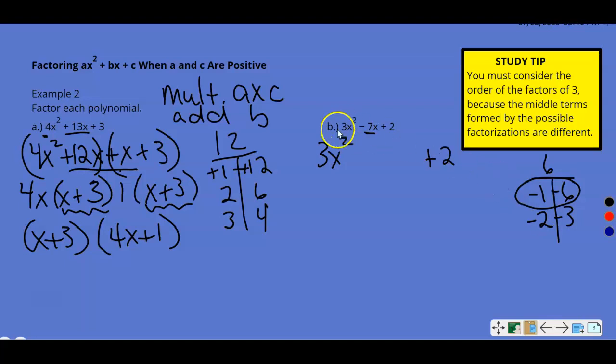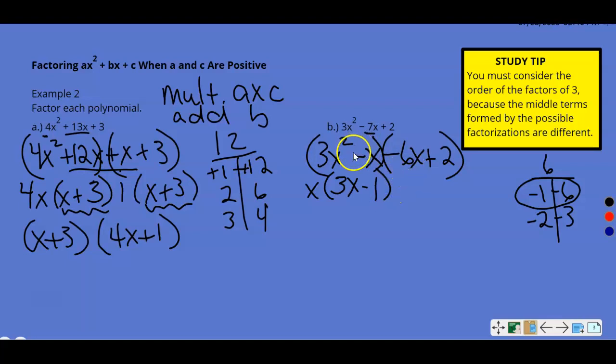I'm simply bringing down my first term, bringing down my last term, and I'm going to rewrite the middle as negative 1x and negative 6x. So negative x, negative 6x. Negative 1 and negative 6 give me negative 7. Again, I just rewrote that. Now I have 4 terms. When I have 4 terms, I can factor out my greatest common factors. 3x squared minus x has a GCF of x. I'm going to be left with 3x minus 1.